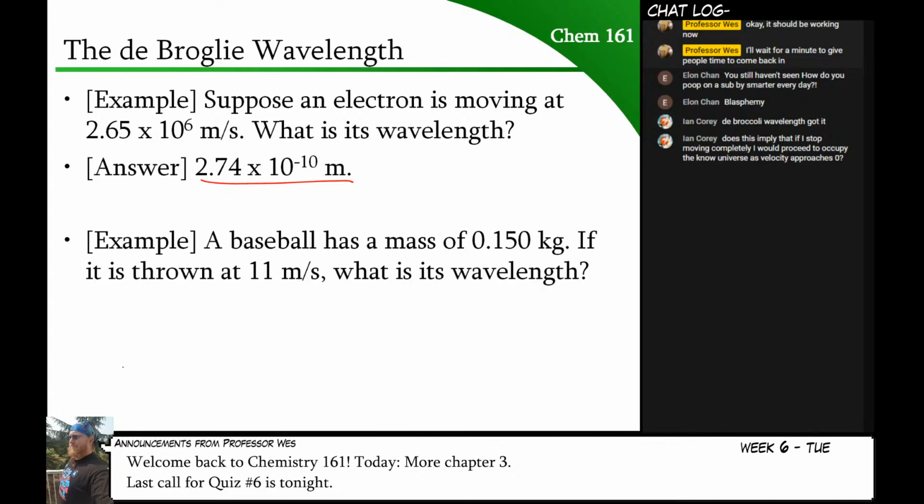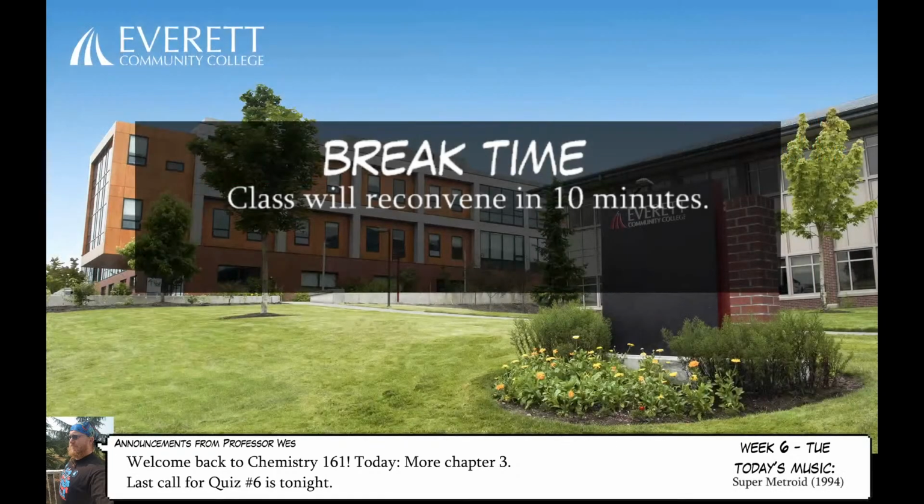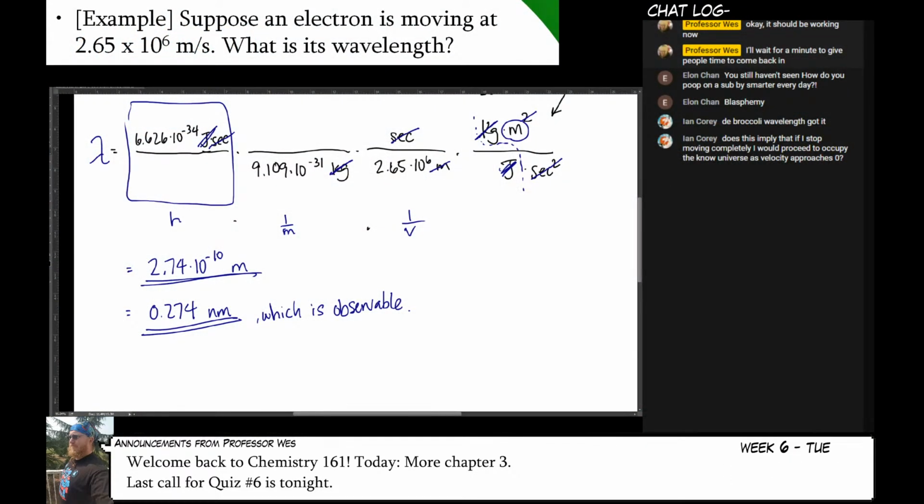I'm going to throw a baseball, and the baseball weighs 150 grams, and I'm going to throw it at 11 meters a second. I can't personally do this. I am certainly not that capable. So we'll go back here and we'll just change the numbers, right? We're not working with an electron. We're now working with a baseball. And we'll put it in a different color so you can see what's changed here.